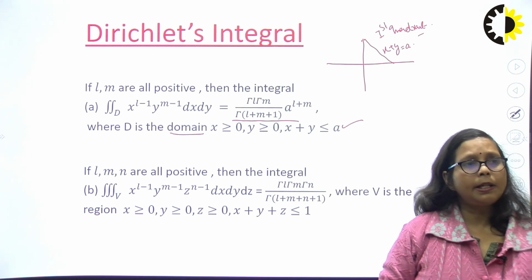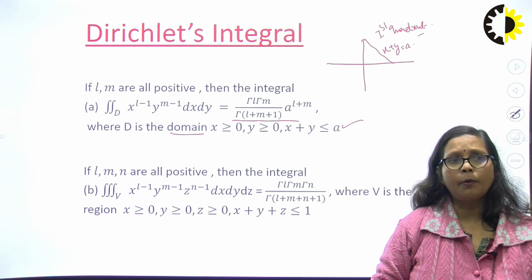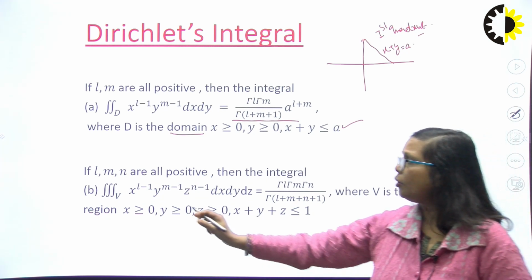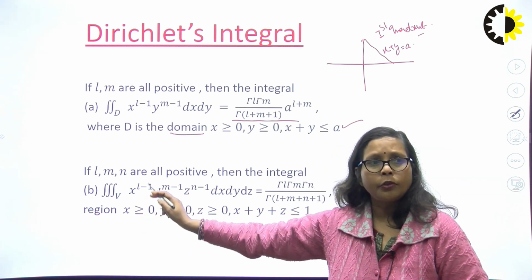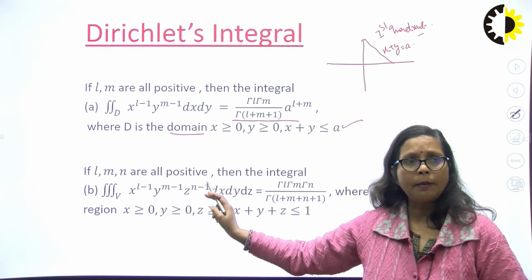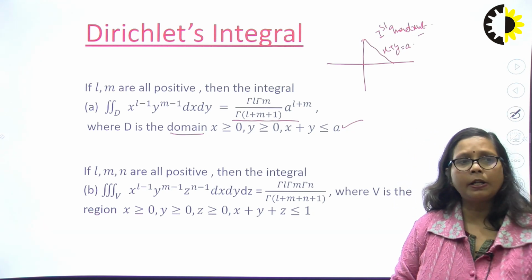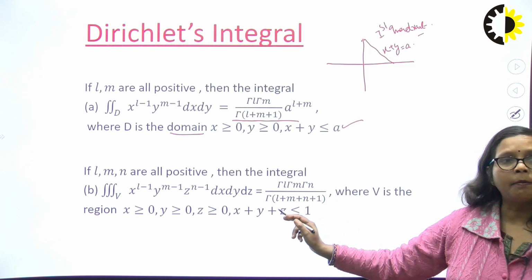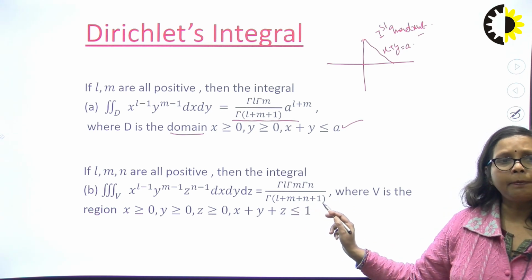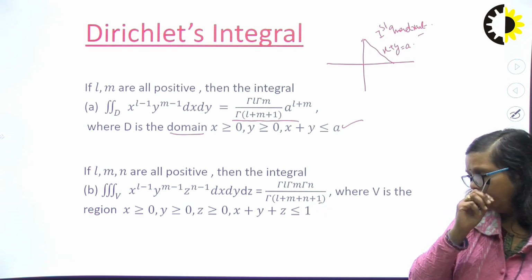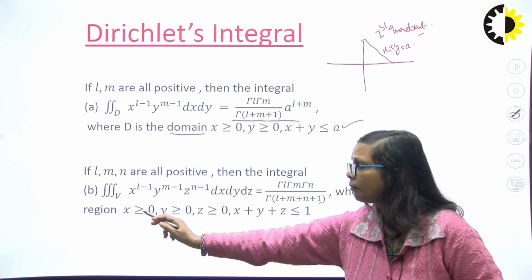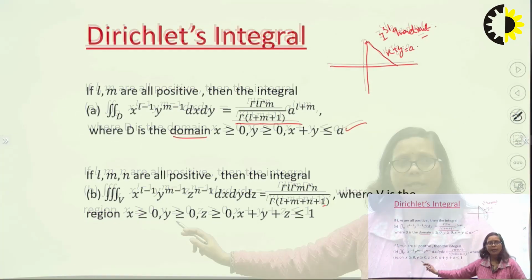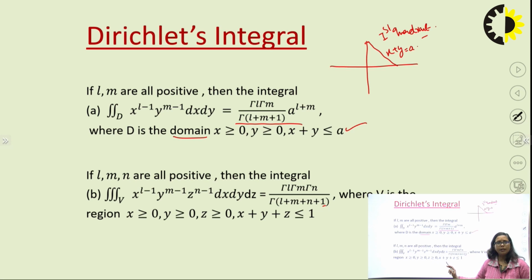Look at the triple integrals. If l, m, n are all positive, then the triple integral over the volume V of x to the power l minus 1, y to the power m minus 1, z to the power n minus 1 dx dy dz is gamma l, gamma m, gamma n by gamma l plus m plus n plus 1, where V is the region x greater than or equal to 0, y greater than or equal to 0, z greater than or equal to 0 and x plus y plus z less than or equal to 1.